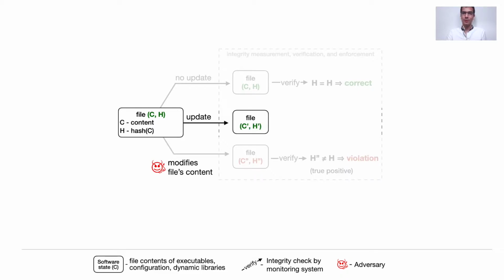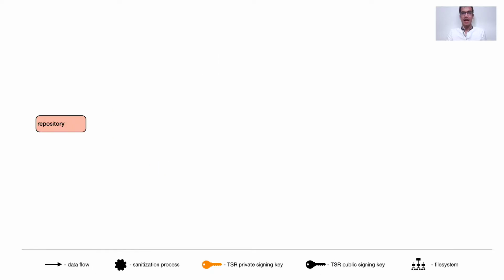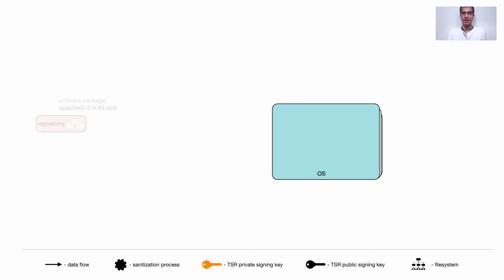Unfortunately, we also observe integrity violations after updating the software, and that's because new hashes do not match the expected ones. In the rest of this talk, we will walk through a system design that enables software updates of integrity-enforced operating systems. Every software update is first published to the software repository, and from there it's distributed to operating systems.